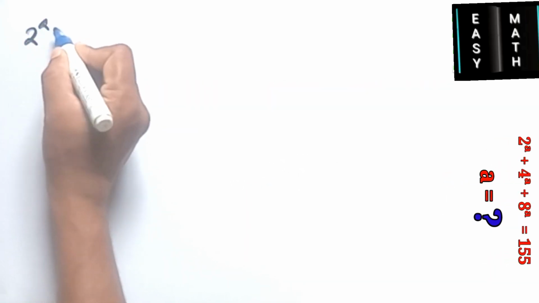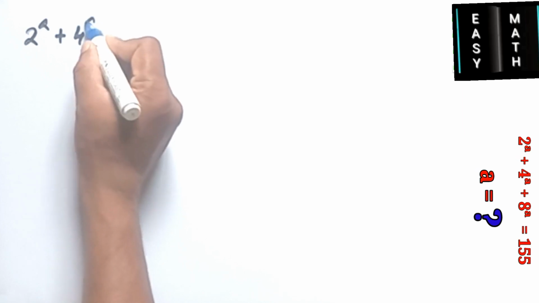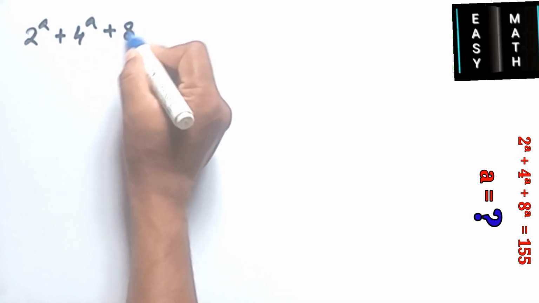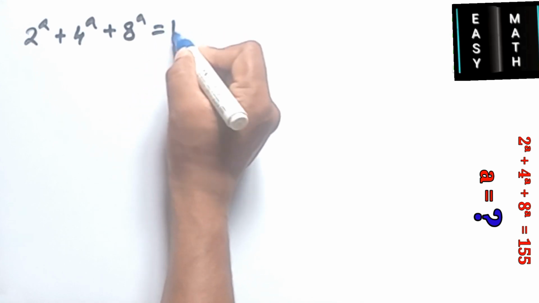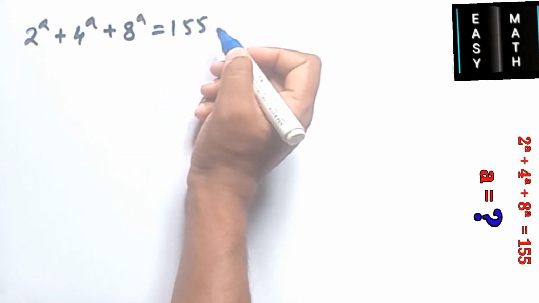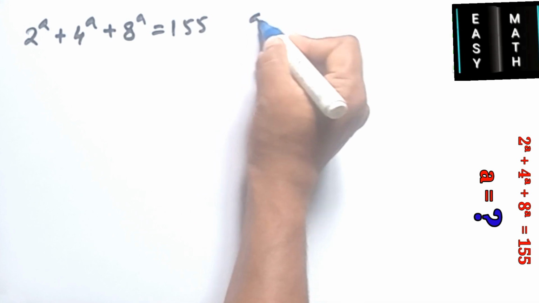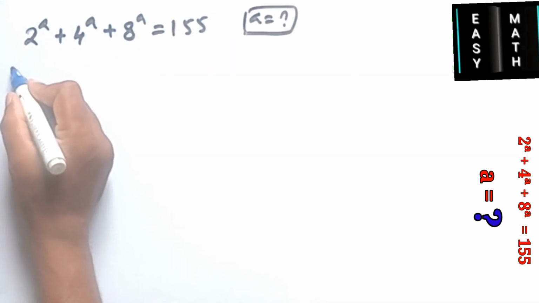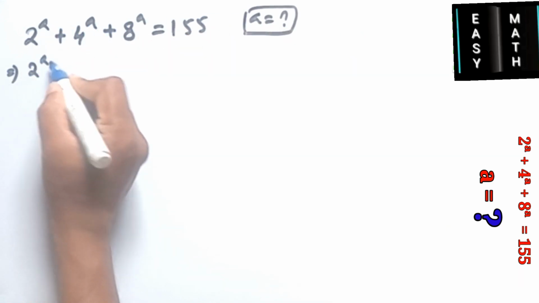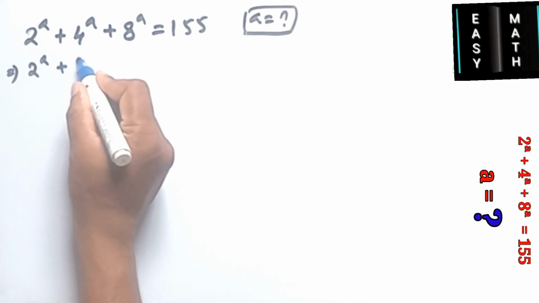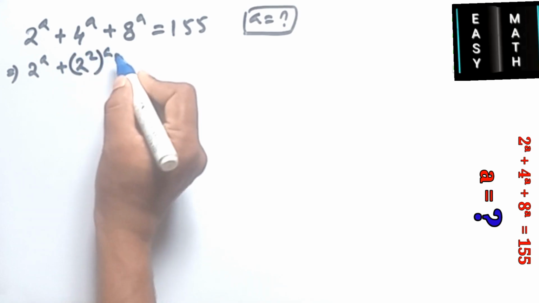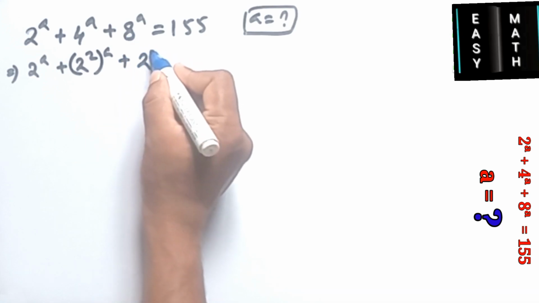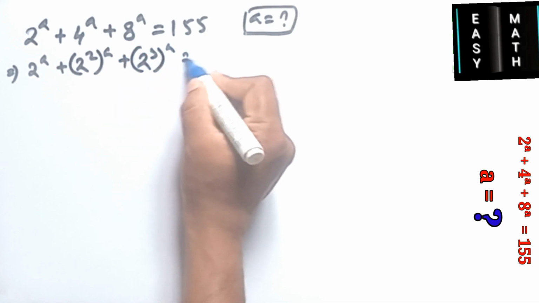2 to the power a plus 4 to the power a plus 8 to the power a is equal to 155. So find out the a value. What is the value of a? First we can write this as 2 to the power a, and this we can write as 2 square a, and this we can write as 2 cube a, equal to 155.